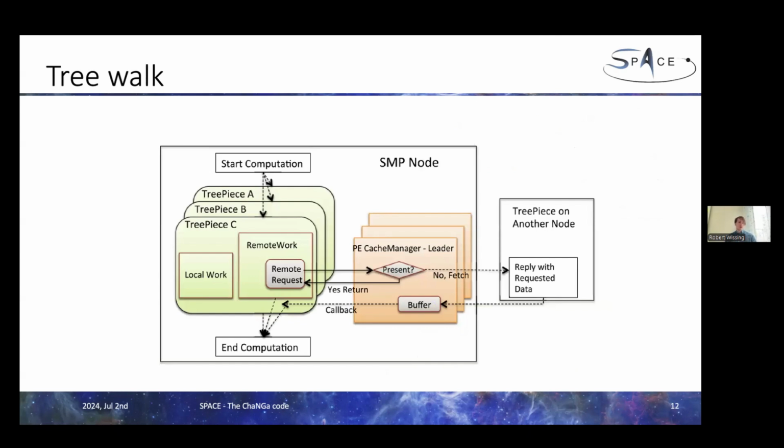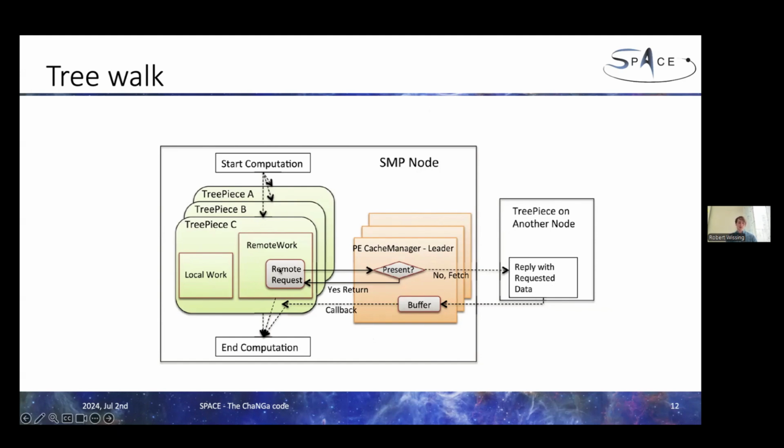So how does the tree work progress? You start the computation. You have several tree pieces. So this is an SMP node, which means that you have some processors that have shared memory. What we do is actually merge the tree pieces on an SMP node so that they can all do a local walk on the shared tree pieces. You start communication, and there is some local work that can be done on each tree piece. If any remote work is required, you try to request it. You look in your cache to see if it's present. If it's not, then you try to fetch it from a tree piece that is on another node.